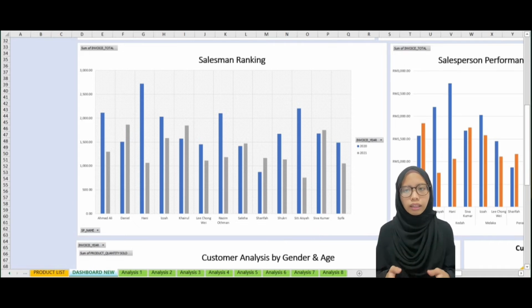This has shown that the salespersons from Kedah branch are the most excellent in generating sales for the company. As a whole, all the salespersons had tried their best to give the best performance to generate more sales for the years 2020 and 2021.